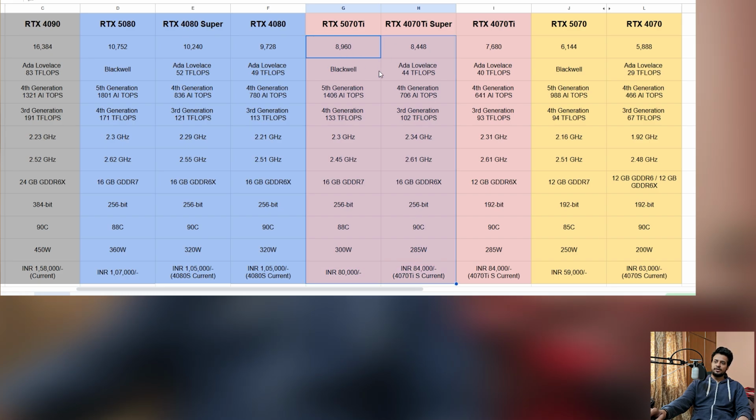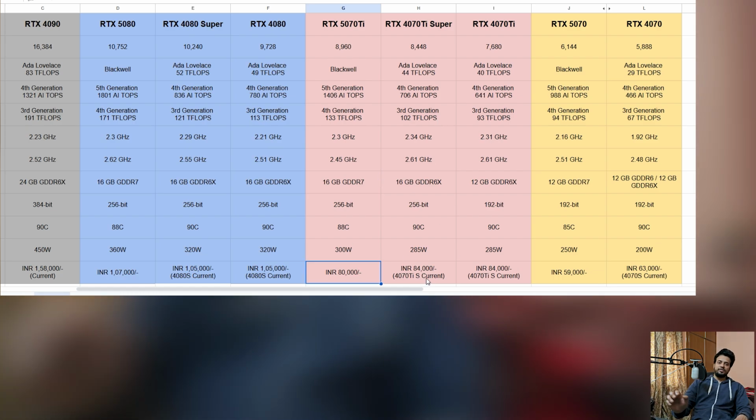8448 CUDA cores to 8960, 706 AI TOPS to 1406, 102 teraflops ray tracing to 133 teraflops. 2.34 to 2.3, there's a regression here. 2.61 to 2.45, there's a regression here as well. 16 gigs of GDDR6X to 16 gigs of GDDR7. Bus width remains the same. The power, again, is comparable to the 4070 Ti Super when you do that.